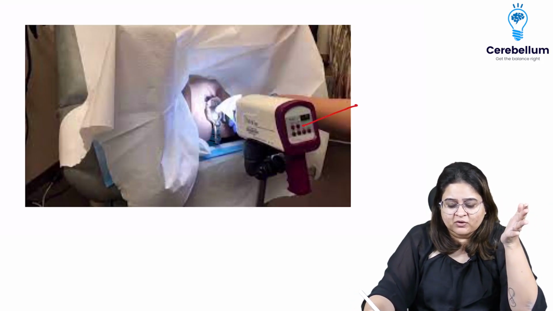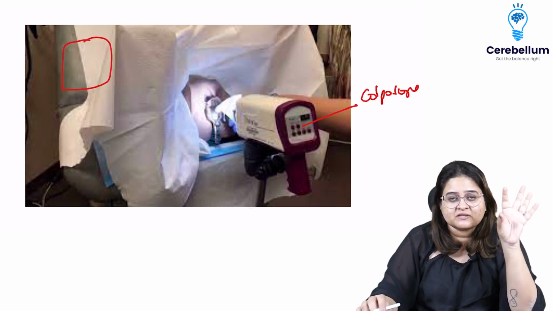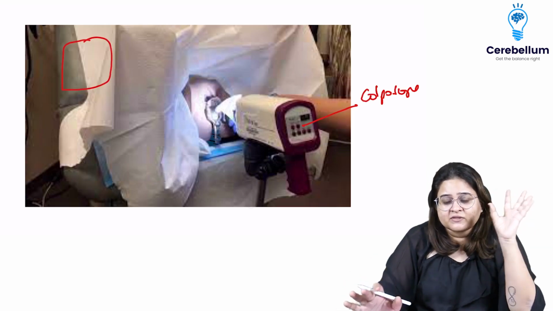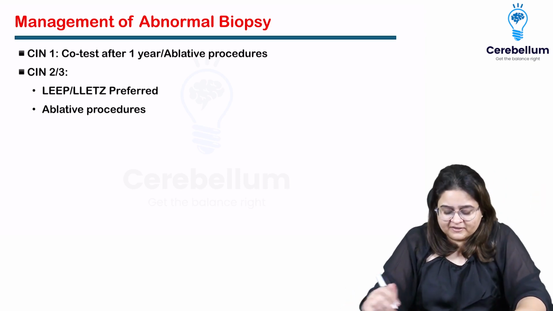What is this? This is how a colposcope looks like. So you're visualizing and the image is transmitted on a screen. So you see the cervix on a screen. You see any abnormalities on the cervix and you can take biopsies from abnormal lesions.